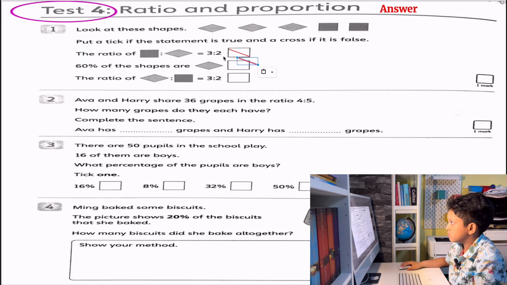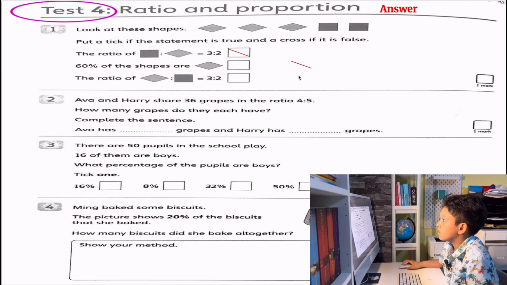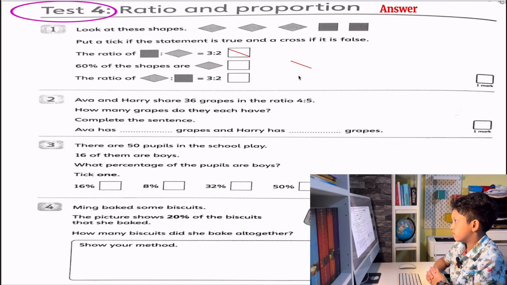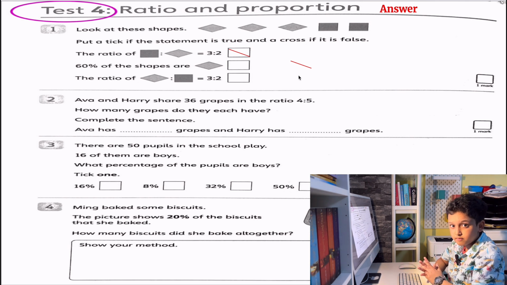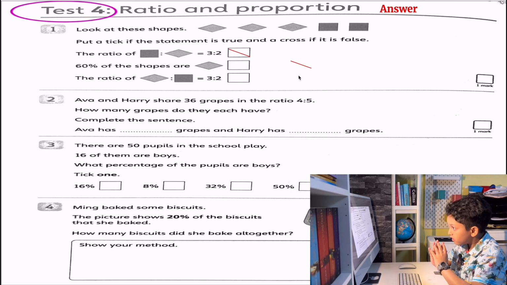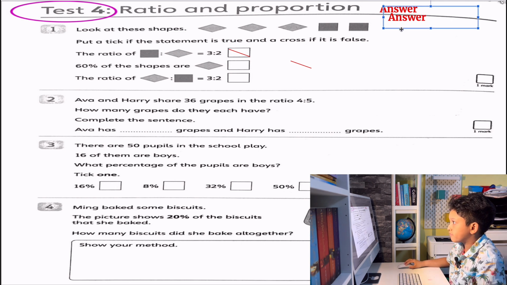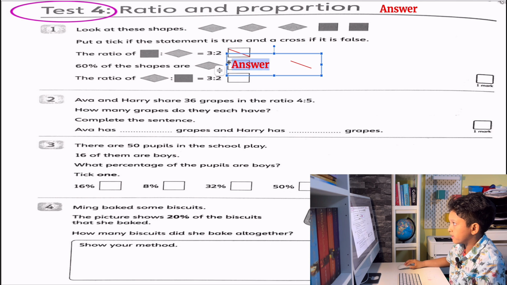60% of the shapes are rhombuses. Yes, because 20 times 5 is 100, so 5 shapes equal 20%. We have 3 rhombuses. Times 3 by 20, you'll get 60. So 60% of the shapes are rhombuses. So that's our first tick.